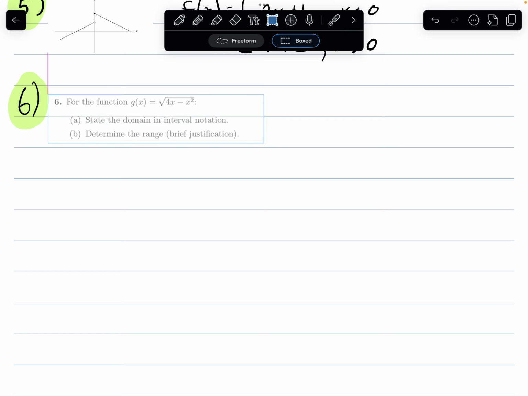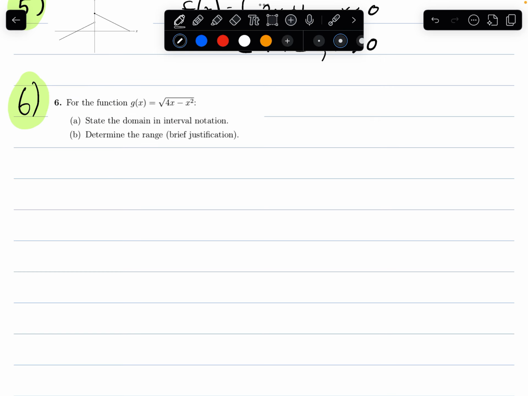So the next one is like this. First it says state the domain. So remember with square roots, I can't take square roots of negative numbers. I can take the square root of 0, and I can take the square root of values greater than 0, but not negative numbers. So that means we need 4x minus x squared to be greater than or equal to 0. We can factor here: I'll factor out an x, so x times (4 minus x) is greater than or equal to 0.